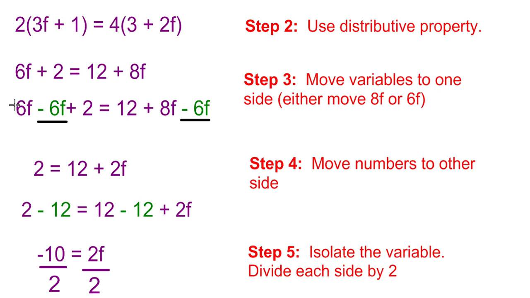So this now becomes a zero pair. 2 is a remainder on this side. 12 stays as a constant on the right-hand side, and 8f's minus 6f's is 2f's.